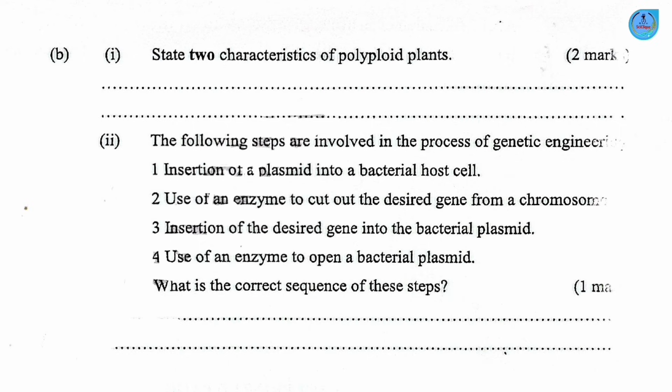Haya, tunaendelea to our last question, and that is, the following steps are involved in the process of genetic engineering. So we have number 1, insertion of a plasmid into a bacterial host cell. Number 2, use of an enzyme to cut out the desired gene from a chromosome. Number 3, insertion of the desired gene into the bacterial plasmid. Number 4, use of an enzyme to open a bacterial plasmid. What is the correct sequence of these steps?